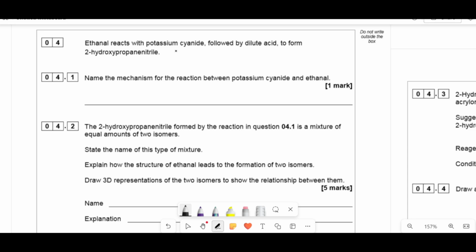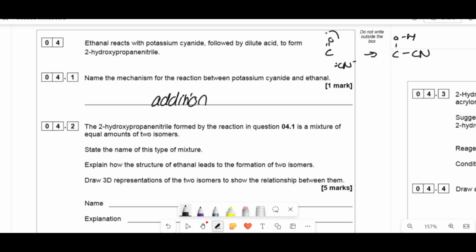So ethanal reacts with potassium cyanide followed by dilute acid to form 2-hydroxypropanenitrile. So remember that ethanal has a carbonyl group, so you've got a C double bond O, and it's reacting with CN minus, really. And then you end up with this CN stuck on here, and then an OH like that as well. So the mechanism by which that's happened is that, well, you can see this is joined onto this carbon, right? So that's going to be addition.